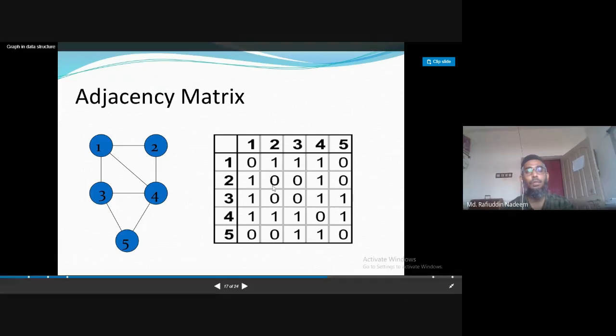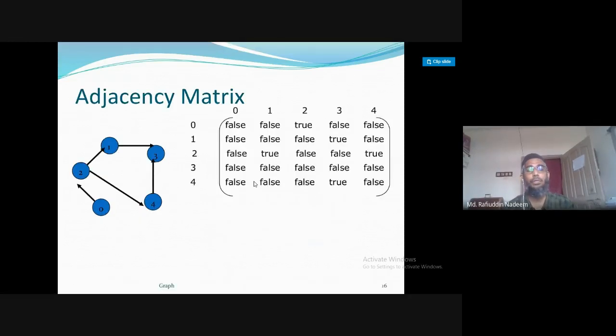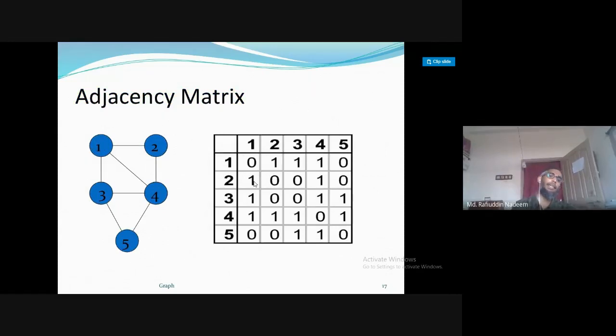So you have 1, 2, 3, 4, 5, 5 numbers. Because it is an undirected graph, for 1 to 2 there is 1, and from 2 to 1 also there is 1. Previously it was a directed graph, so that's why its representation was like that. In the case of an undirected graph, you can mention both true, whether it is from 1 to 2 or 2 to 1 entry.